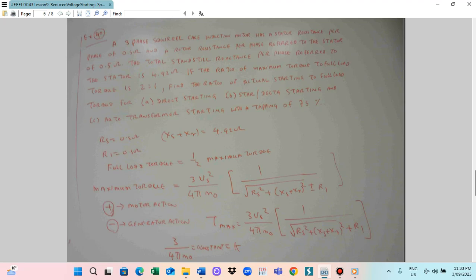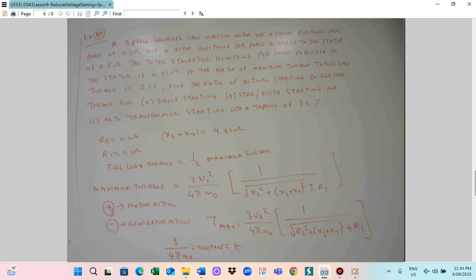We have to calculate the ratio of the actual starting torque to full load torque for star-delta starting and auto-transformer starting with a tapping of 75%. So firstly we have to calculate this. It is given the full load torque and the maximum torque. So we will write down the equation for the maximum torque.